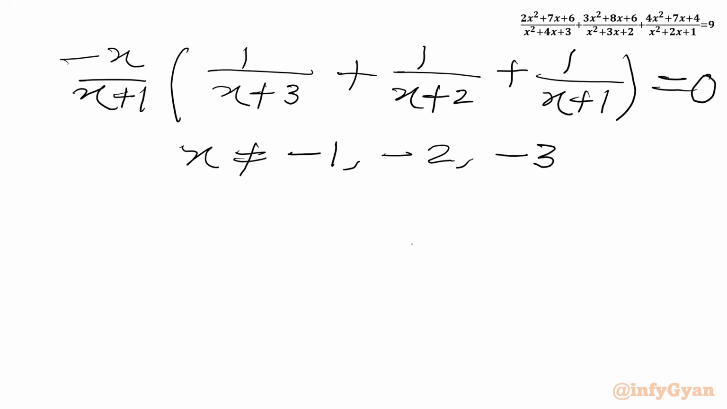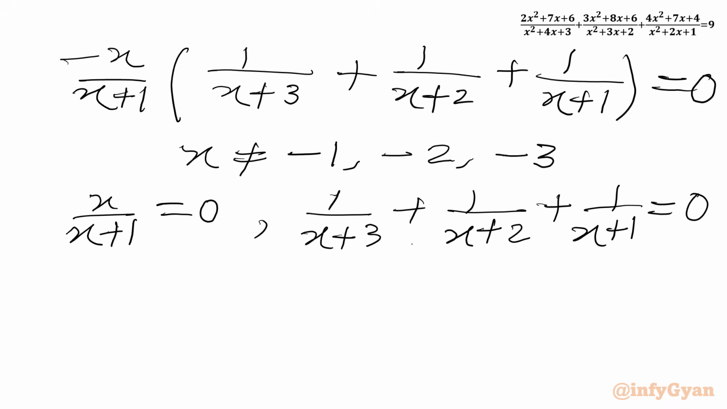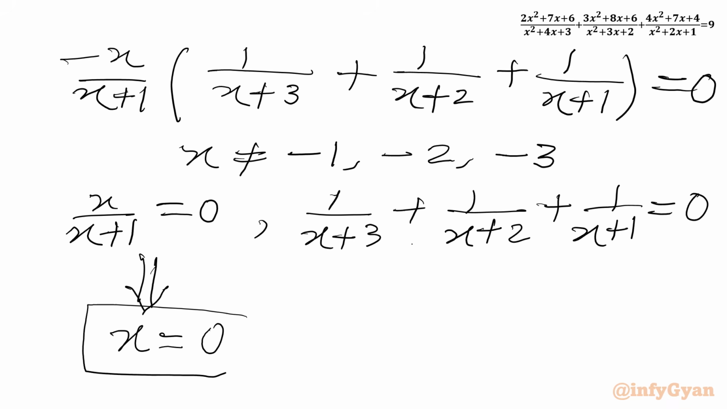Now we will use the product 0 rule. So we can write either x over x plus 1 would be equal to 0, or bracket 1 over x plus 3 plus 1 over x plus 2 plus 1 over x plus 1 must be equal to 0. So from our first equation, x over x plus 1 equal to 0, we will get x equal to 0, our first real solution, simply by multiplying both sides by x plus 1.